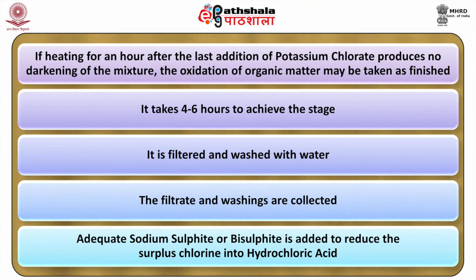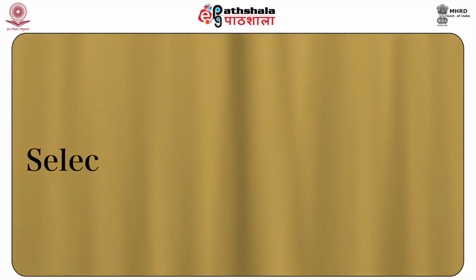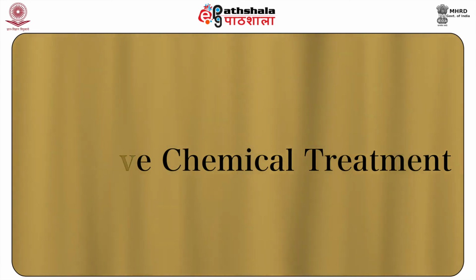Adequate sodium sulfite or bisulfite is then added so as to reduce the surplus chlorine into hydrochloric acid. The liquid is warmed on a water bath and a current of air is passed so as to discard the excess sulfur dioxide. Next is the selective chemical treatment.